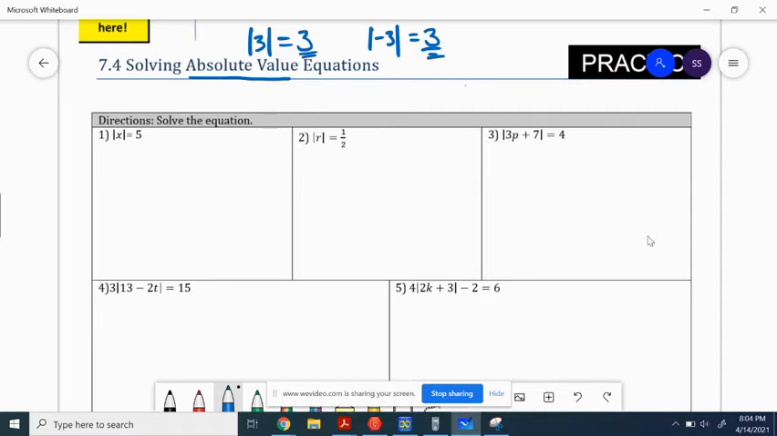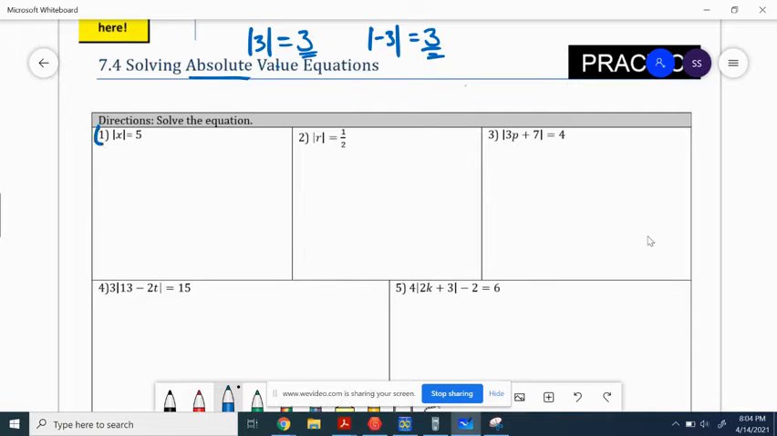So if you got a question like this, what could the value of x be? Nothing can come out of this absolute value bar as negative. So this is not possible. There's no solution for that.